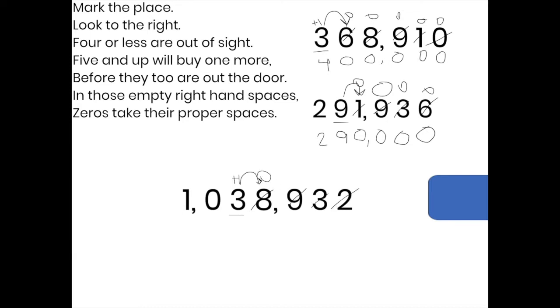In those empty right-hand spaces, zeros take their proper spaces. So we're just going to directly underneath each thing replace the digits with what it needs to be replaced with. Anything to the left of where we've marked stays the same. 1 comma, 0 stays the same. 3 plus 1, even though it looks kind of like an H, plus 1 equals 4. 8 turned into a 0, carry that comma down, 9 is a 0, 3 is a 0, and our 2 is a 0. So 1,038,932 rounded to the nearest 10,000ths place is 1,040,000.